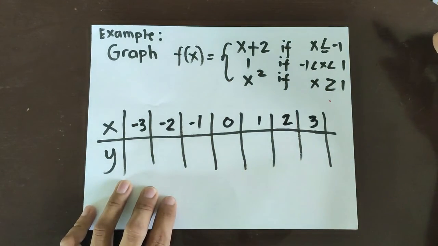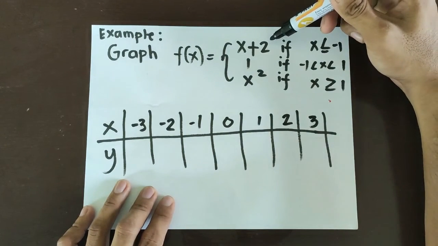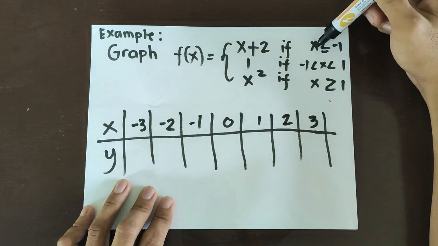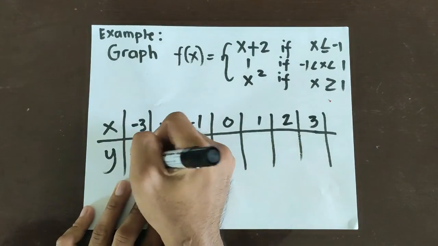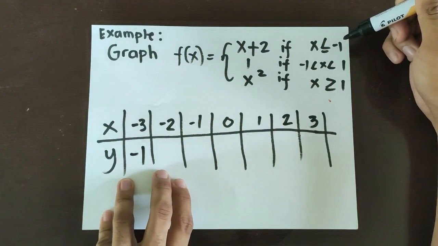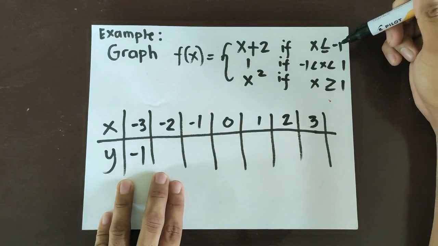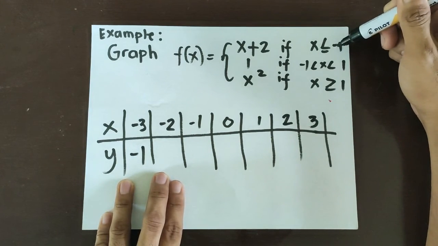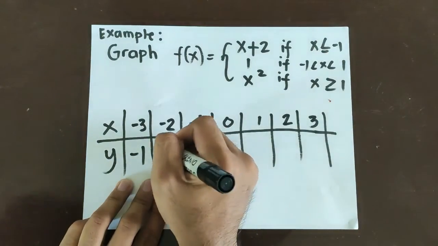So if x is -3, saan kaya sa tatlong equations natin isa-substitute yung -3? So we will be substituting -3 doon sa first equation kasi yung -3 ay mas maliit kay -1. So -3 plus 2 is -1. So we write -1 here. If x is -2, saan natin naman yan isa-substitute? Still doon sa first equation ng ating piecewise function kasi si -2 ay mas maliit pa rin kay -1. So -2 plus 2 is 0.